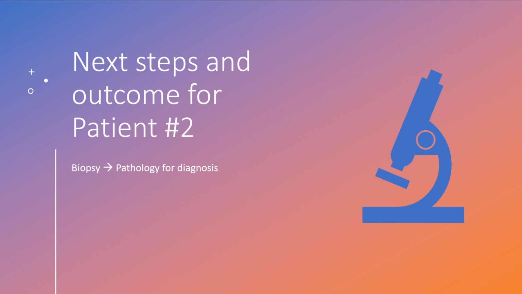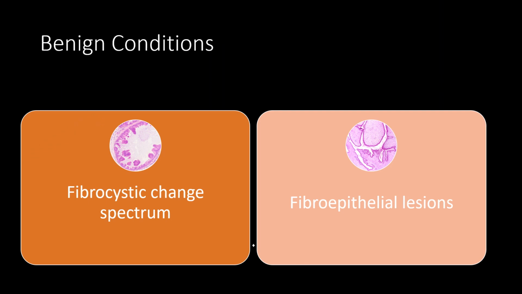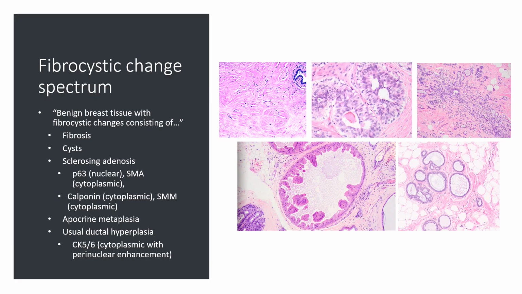So now we're going to look at some histology of different lesions that could show up in the breast. And we're going to concentrate specifically on benign conditions, looking specifically at fibrocystic change, the spectrum of that, as well as fibroepithelial lesions. So let's talk about fibrocystic change in the breast a little bit.